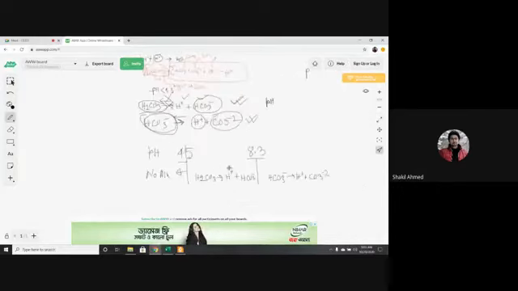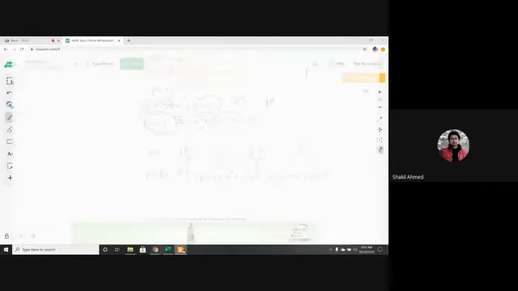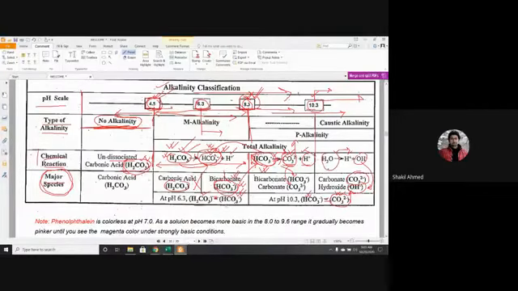Okay, now at 6.3 they are equal, and at 10.3 they are equal. So at 6.3 they are equal, and at 10.3 they are equal.